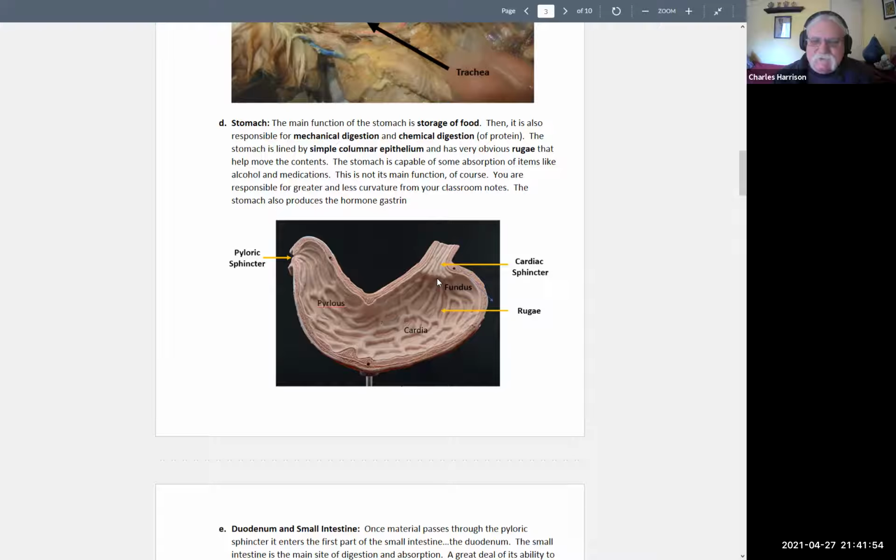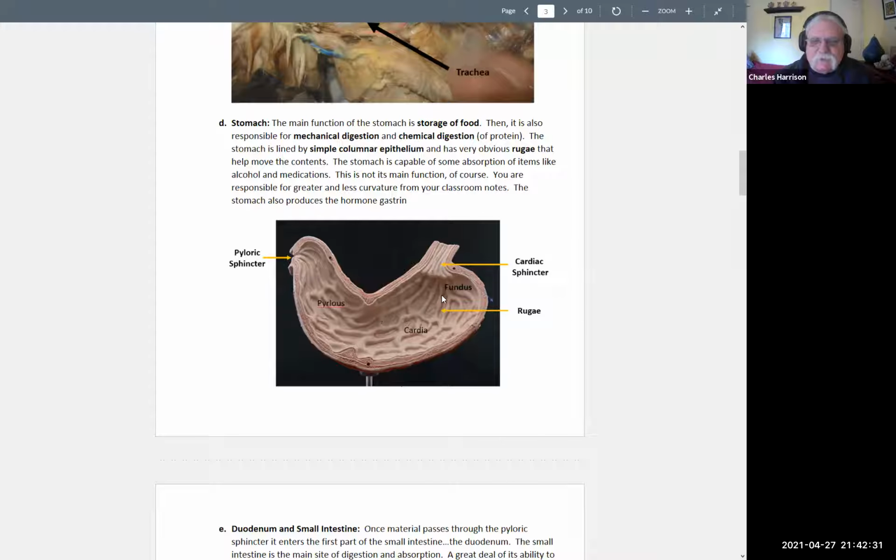Okay, inside of the stomach, here's the rugae. Parts of the stomach, this is the fundus here. Okay, this is the uppermost part. It often extends higher than the cardiac sphincter. Then the cardia, and then the pylorus. I see these as making an L shape, the cardia and the pylorus. And we call the two of them together the body of the stomach.